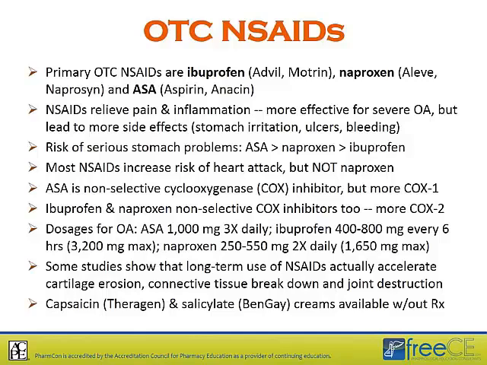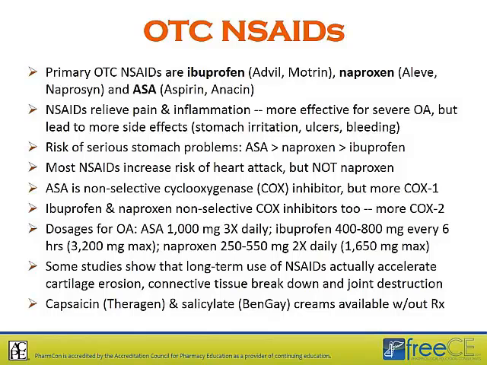The primary OTC NSAIDs are ibuprofen, brand names Advil, Motrin, naproxen, brand name Aleve or Naprosyn, and acetylsalicylic acid or ASA, brand names aspirin, Anacin, among others. NSAIDs relieve both pain and inflammation, and are generally more effective for severe OA, at least compared to acetaminophen, but they lead to much more side effects, particularly stomach irritation, ulceration, and bleeding.